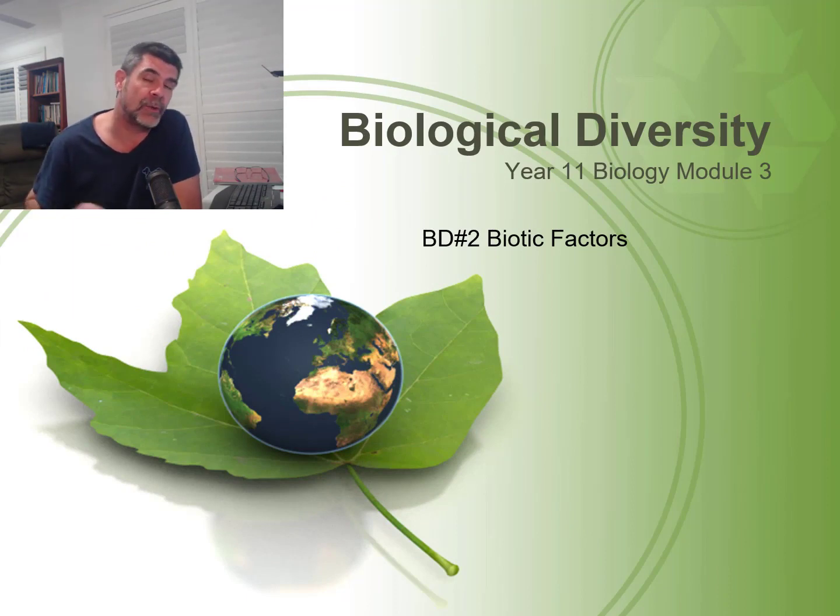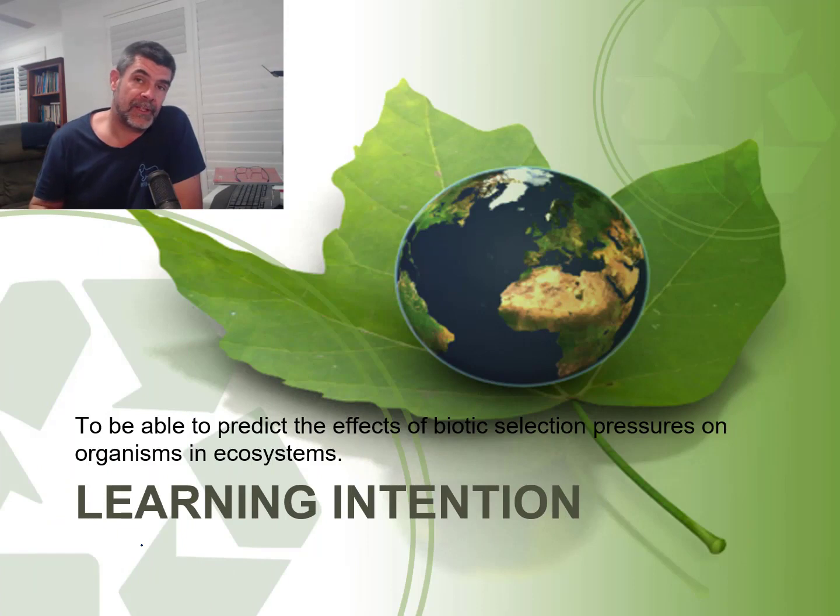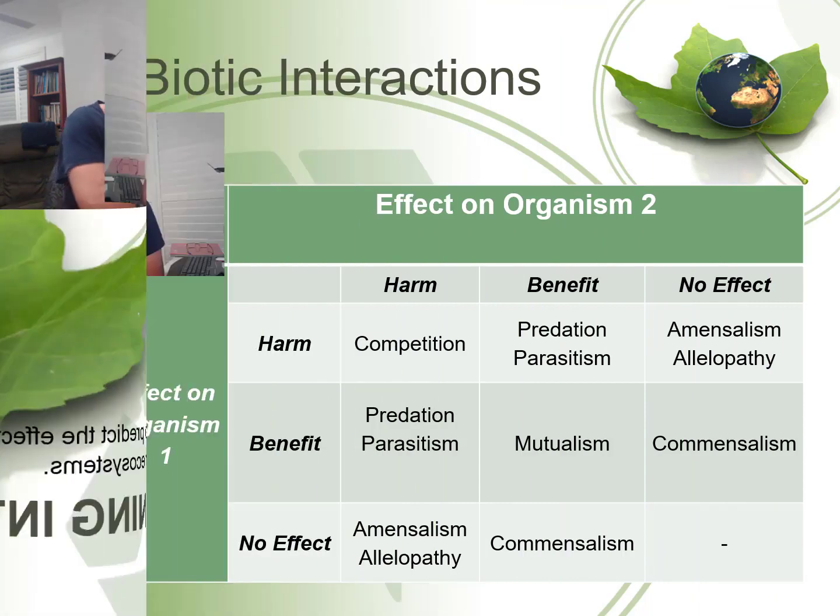This is video number 2, and in this video we're going to be looking at biotic factors. The learning intention for this particular video is that you are able to predict the effects of biotic selection pressures on organisms in ecosystems. And in order for you to be able to do that, we're going to need to look at some of the ranges of different biotic interactions that occur within different environments.